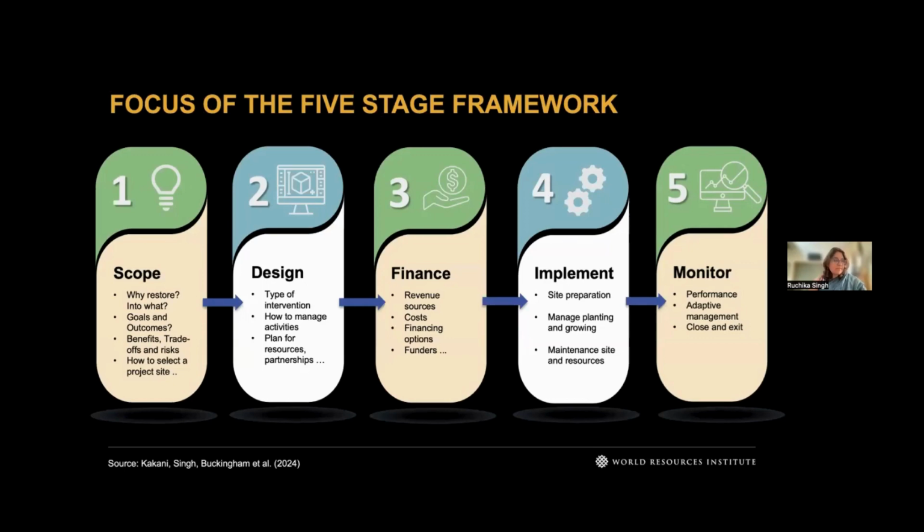The finance piece is very critical in terms of thinking about, as I said earlier, how do we finance and move a project from design to implementation: revenue sources, costs and financing of it, different options that are available. And the implement stage is about site preparation, how do we manage planting and growing, and the different resources that are needed when we want to do that.